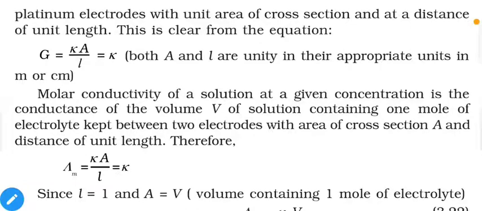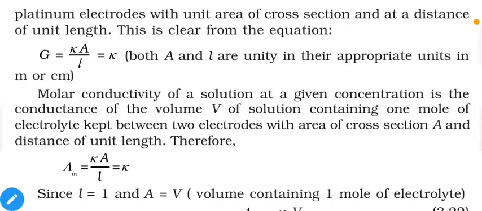Molar conductivity of the solution at the given concentration is the conductance of the volume V of the solution containing 1 mole of electrolyte kept between two electrodes with area of cross section A and distance of unit length. Therefore, lambda m = kappa A/L, which equals kappa. Again, the same thing, if we are using unity for A and L, both are constant values for our cell. Suppose you have a solid cell in which we are filling the liquid and then measuring the conductivity. So the volume of that cell will be constant.